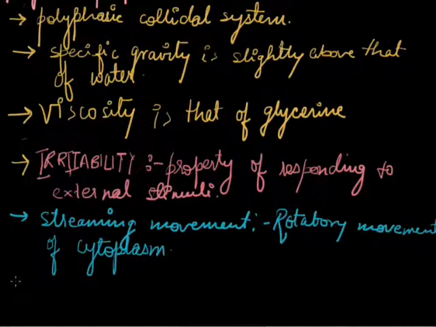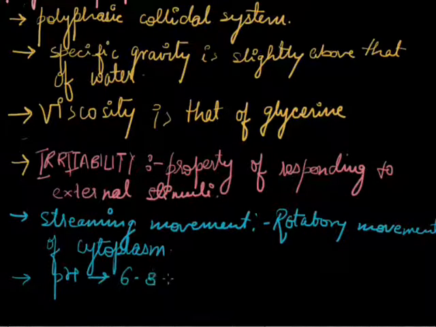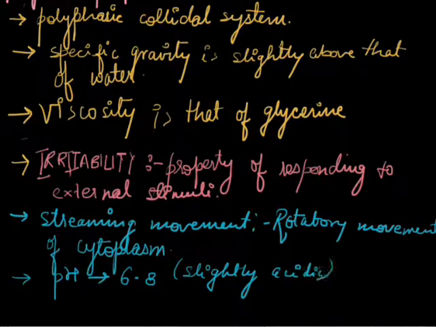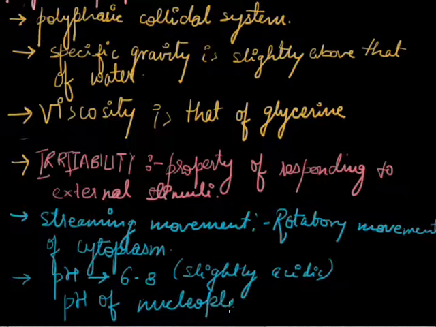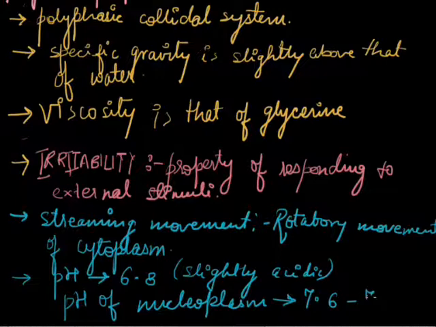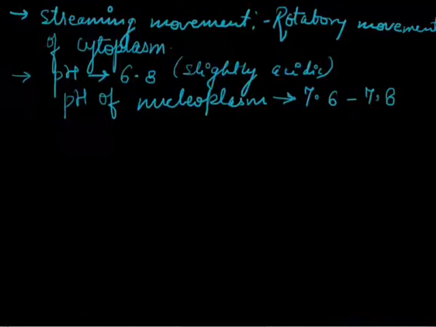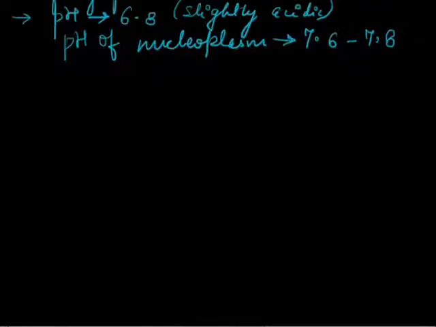Now coming on to the next property of protoplasm, its pH, which is very important for a cell. Its pH is slightly acidic, around 6.8. But the pH of nucleoplasm lies between 7.6 to 7.8, that means it is slightly basic. So these were some of the physical properties of protoplasm.